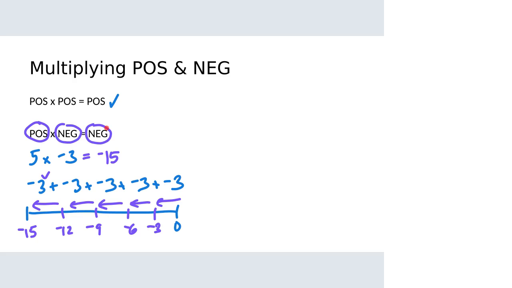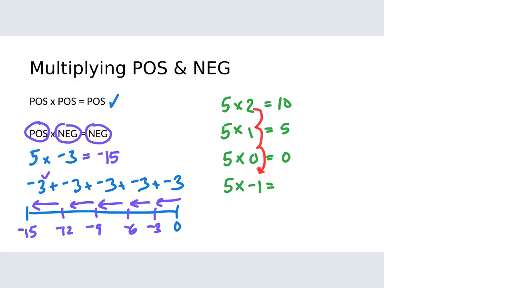Another way that you might describe positive times negative is using a pattern. What I mean by that is if we were to say that 5 times 2, well, that would be 10. And then 5 times 1. So we dropped it down by 1. That's 5. And then 5 times 0, well, anything times 0 is just 0. And then 5 times -1. Even if you don't know what 5 times -1 is, you could just follow the pattern here and see that we went from 2 to 1 to 0 to -1.